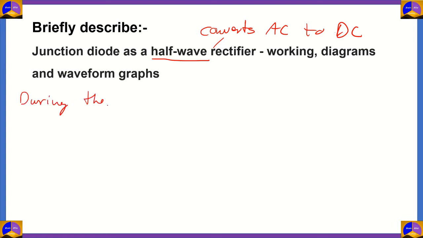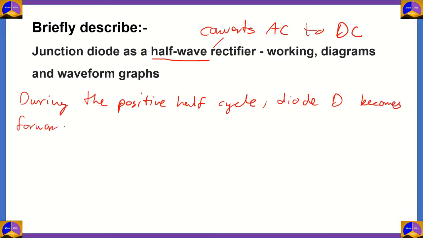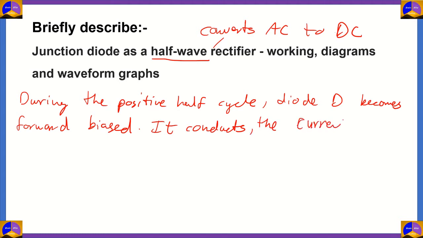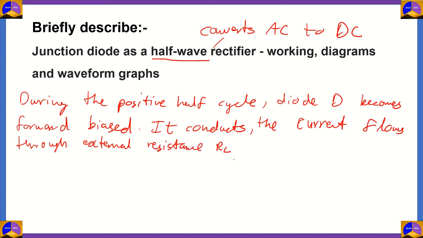So during the positive half cycle, a diode D becomes forward biased. It conducts and the current flows through the external resistance RL. Now don't worry, we'll be drawing that diagram just to make it clear. So it conducts and the current flows through the external resistance RL.